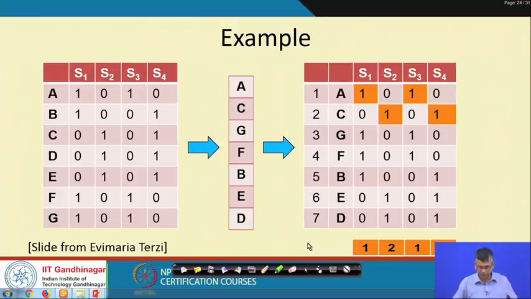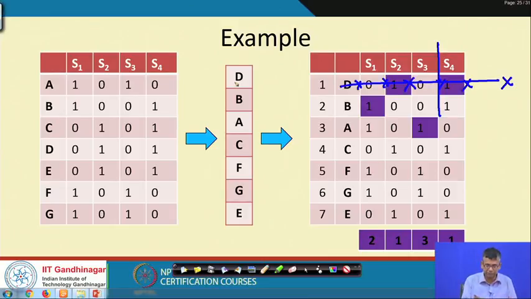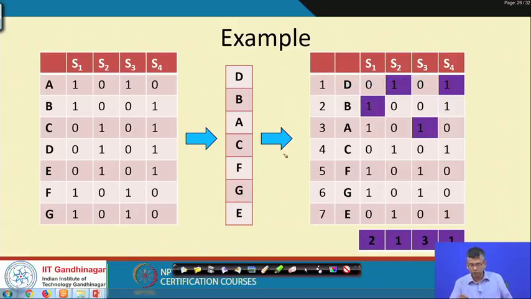So, here is another permutation. Again it is the same set of sets, but now the permutation is D first, then B, then A, then C, F, G and E. Okay. So, D is mapped to 1, B is mapped to 2, A is mapped to 3 and so on.